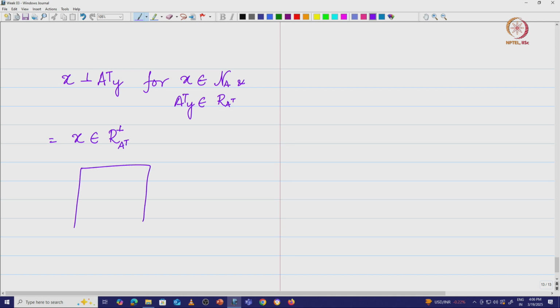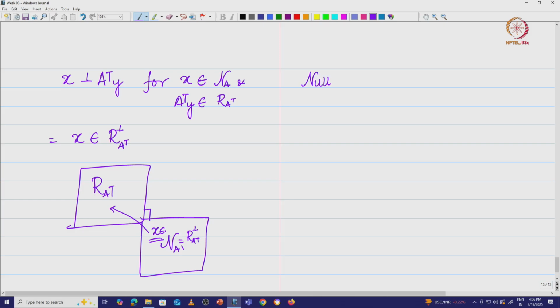So, I have this is basically the null space of A, this is the range of A transpose. Now, what it says is, x is here and every x that you have here is orthogonal to every fellow there. Therefore, the null space of A is nothing but the orthogonal complement of the range of A transpose. You can actually prove the other way also. Therefore, we say that the null space of A is the orthogonal complement of the row space of A, because the row space of A is nothing but the column space of A transpose, right.